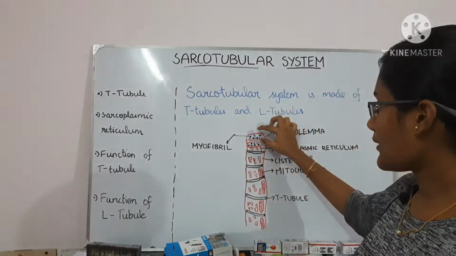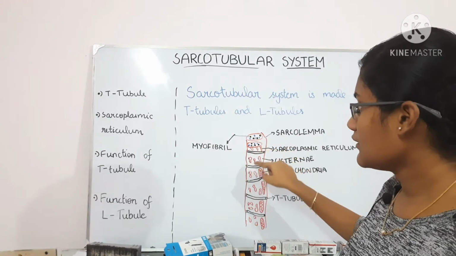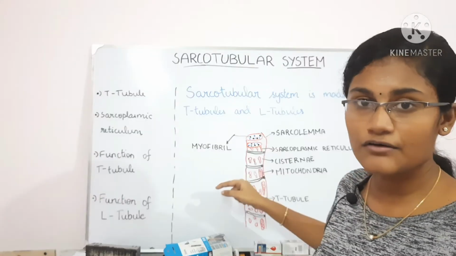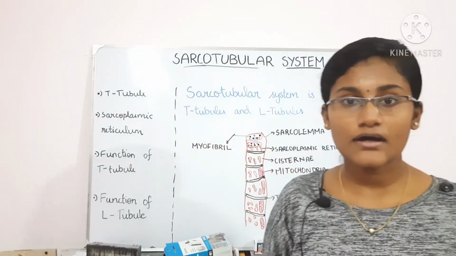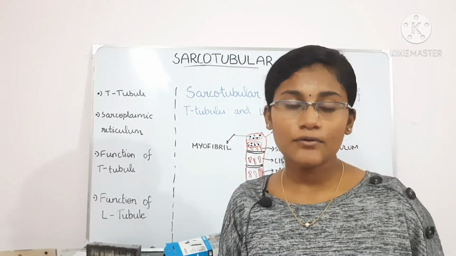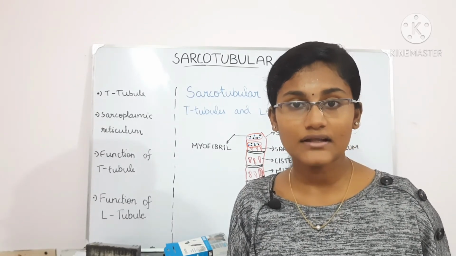Okay, so this is a myofibril, and around each myofibril you can see L tubules. So there will be a myofibril here. I haven't drawn it, but around each myofibril there is an L tubule. And L tubules are expanded at regular intervals to form something called the terminal cisternae.